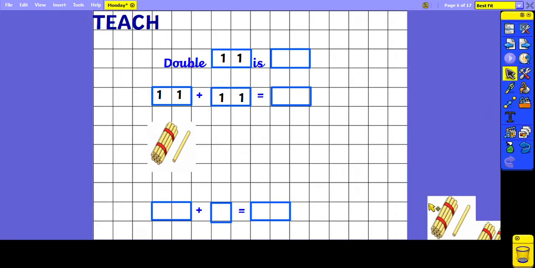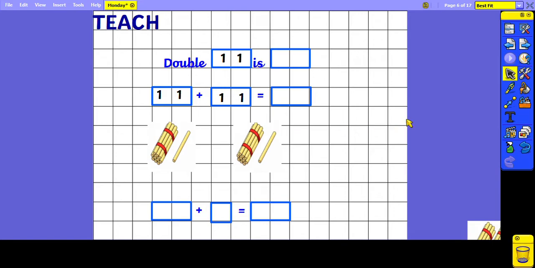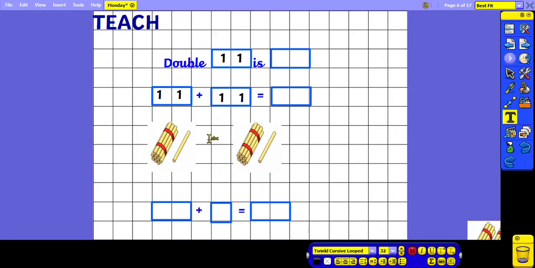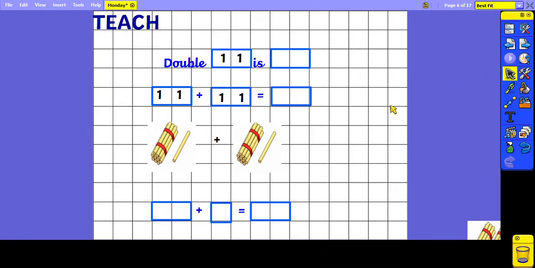Okay, so here is my second group of 11 straws. And because we're working with larger numbers now, an easier way for us to work out what 11 add 11 is is to partition into our 10s and 1s. So here we've got 11 partitioned into a group of 10, and then we've got 1 here.